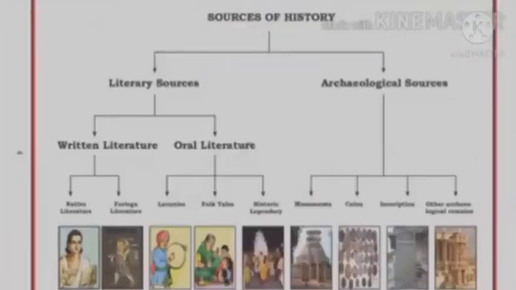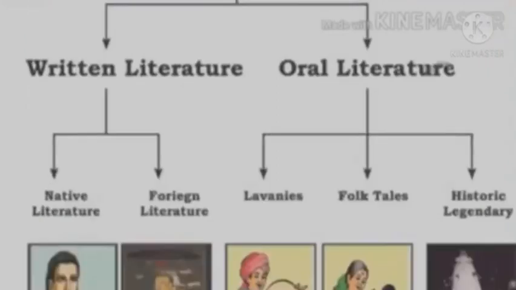Sources can be divided into two. One, literary sources. Second, archaeological sources. Literary sources. There are two types of literary sources. One, written literature. Second, oral literature. Written literature is the main literary source. It brings the details of the contemporary social life of the time when the writer was alive.